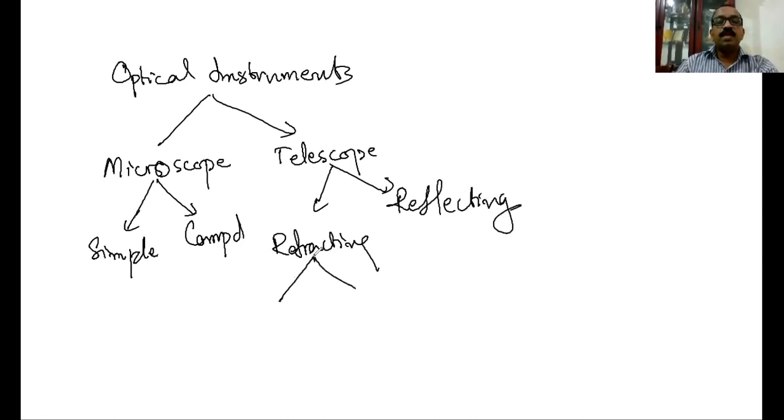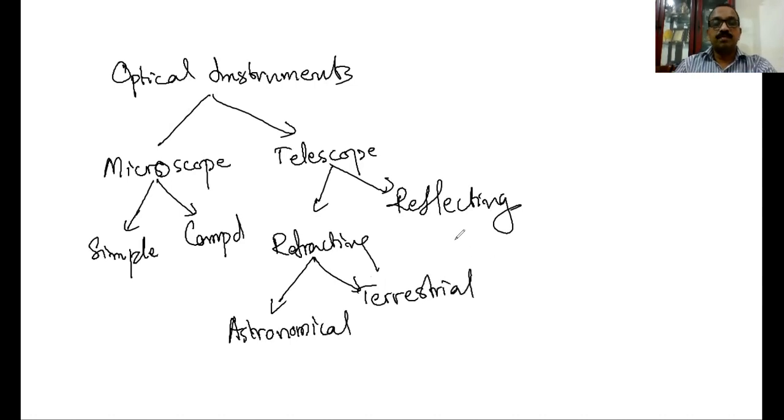The refracting type of telescope is made up of lenses, right? That's of two types again: astronomical telescopes, used for astronomical observations, and the one we use for terrestrial observations, on the surface of the Earth. So two types of refracting. Even reflecting type is classified into two, namely Newtonian type of telescopes, and the other one is Cassegrain type of telescope.